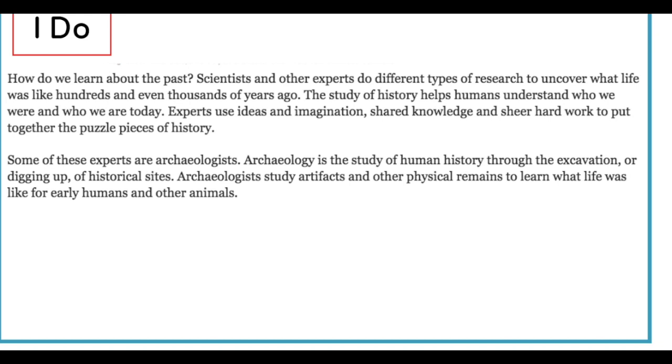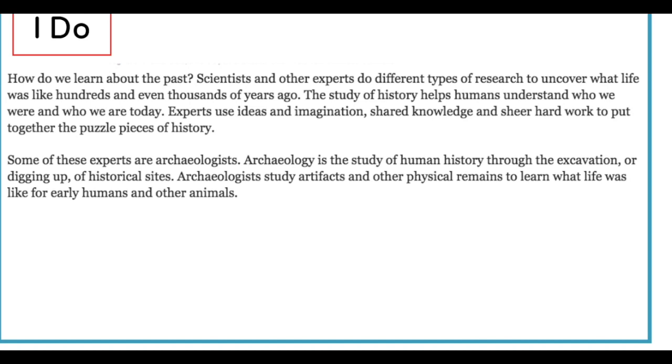How do we learn about the past? Scientists and other experts do different types of research to uncover what life was like hundreds and even thousands of years ago. The study of history helps humans understand who we were and who we are today. Experts use ideas and imagination, shared knowledge, and shared hard work to put together the puzzle pieces of history.